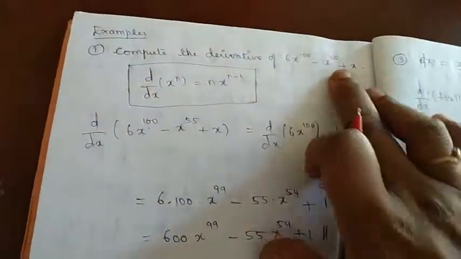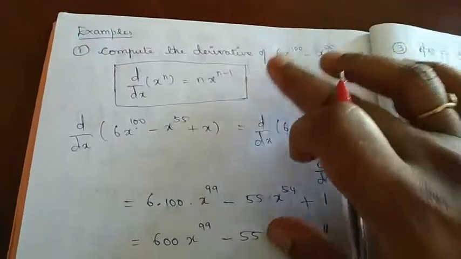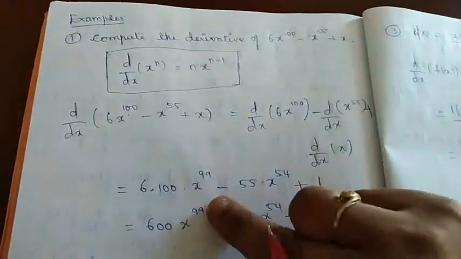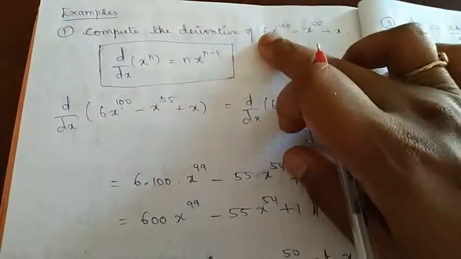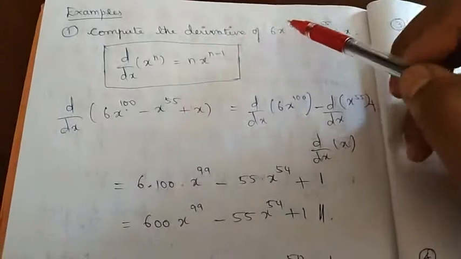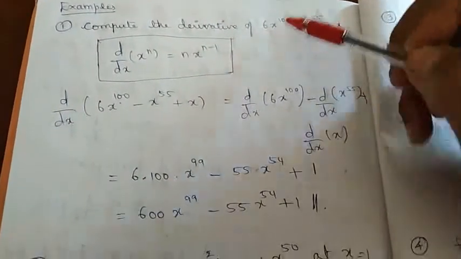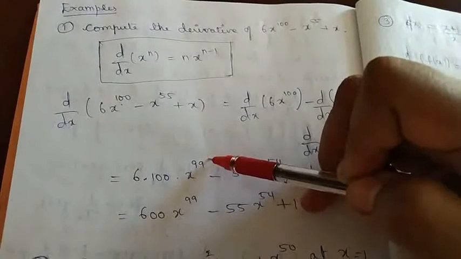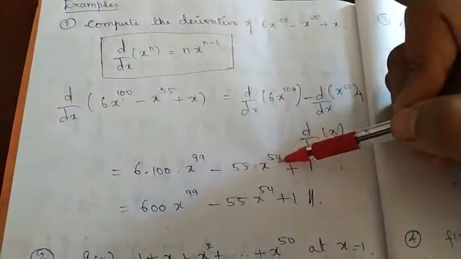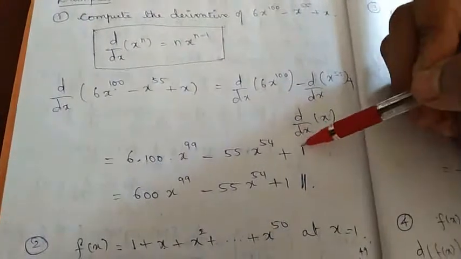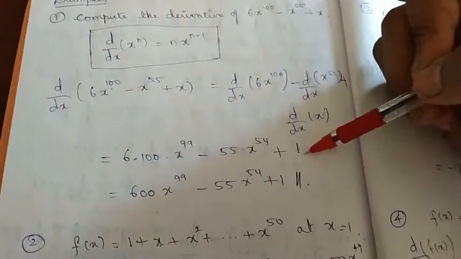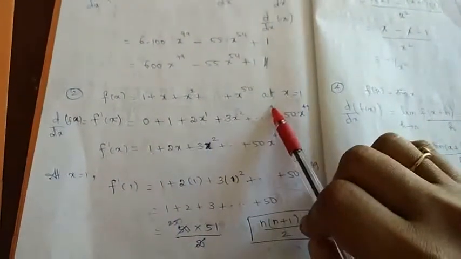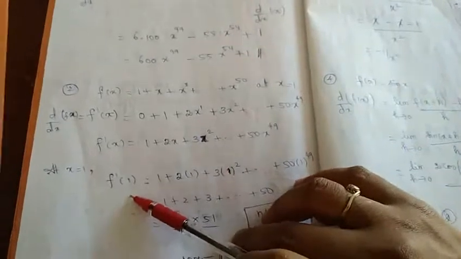Compute the derivative of this. Here we can use the x power n formula. d by dx of x power n is n into x power n minus 1. So this will become 6, and 6 is constant, so you have to keep that 6 as such. Then x power n, so n into x power n minus 1. 100 into x power 100 minus 1 is 99. Here 55 into x power 54. And x if you differentiate it will be 1. Simplify and give the answer. The same way if we apply the result here, then you have to find it at 1. So after finding f dash of x, in the place of x we have to put 1. So these are all very easy problems.